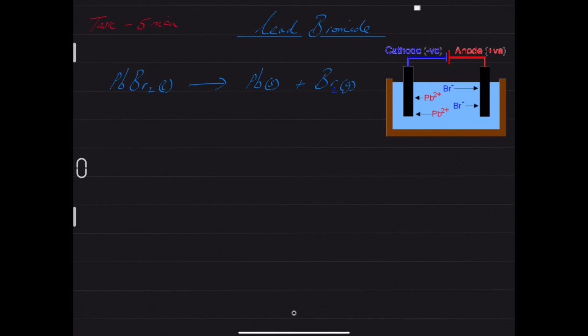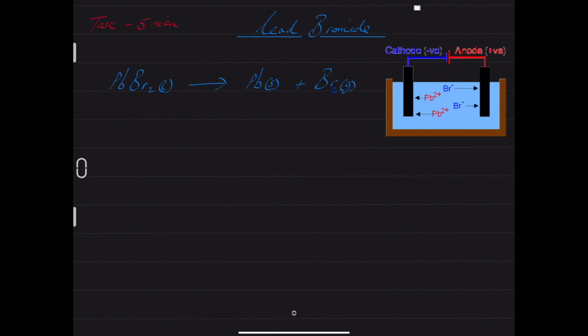I've given you a diagram to help you, and I've given you the full symbol equation. I want you to give me 2 ionic half equations representing the electrolysis of lead bromide. That's the first thing, and the equations must be fully balanced. Then I want you to give me a sentence describing, in terms of oxidation and reduction, what is happening to the lead ions and the bromine ions.